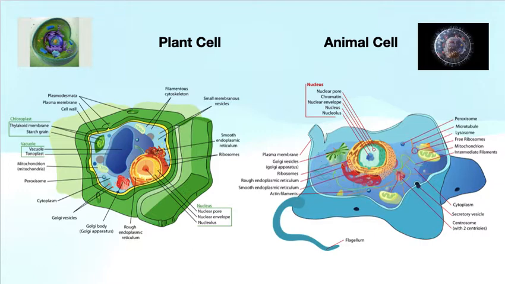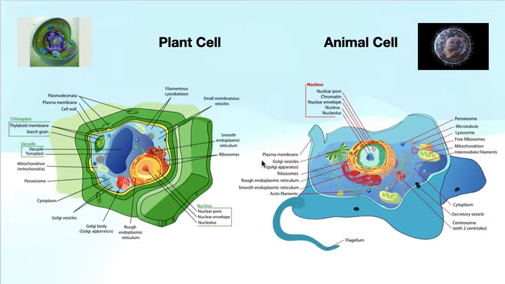This slide is all about the plant cell and animal cell, a diagrammatic representation. This is the plant cell and this is the animal cell. In the plant cell, the main distinct salient features are the chloroplast and vacuole. The presence of chloroplast and vacuole distinguishes it from an animal cell.